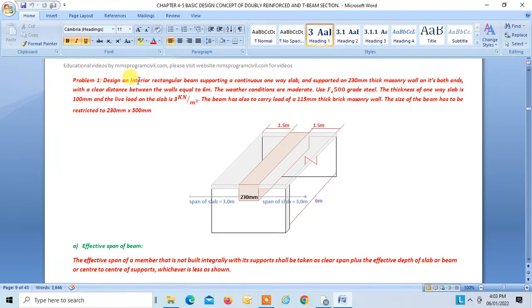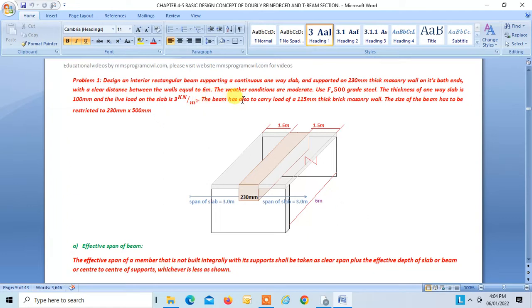Problem number 1. Design an interior rectangular beam supporting a continuous one-way slab and supported on 230 mm thick masonry at both its ends, right? This is a continuous one-way slab, and it is supported by this beam, and this beam is supported on 230 mm thick masonry wall. The clear distance between the walls is 6 meters. The weather conditions are moderate, and you have to use Fe 500 grade steel, and the thickness of the slab is 100 mm. The live load on the slab is 3 kN per meter square.